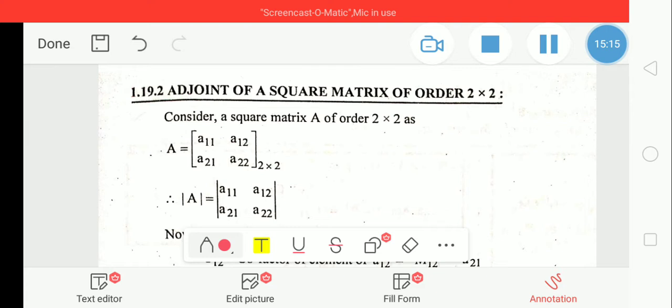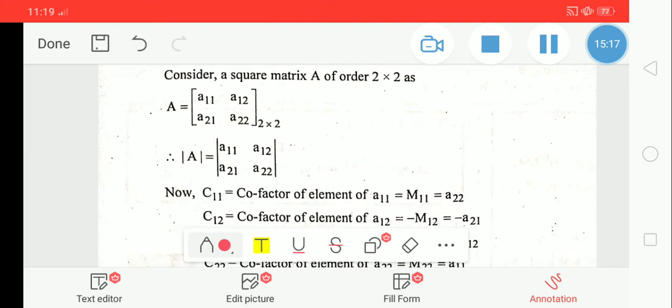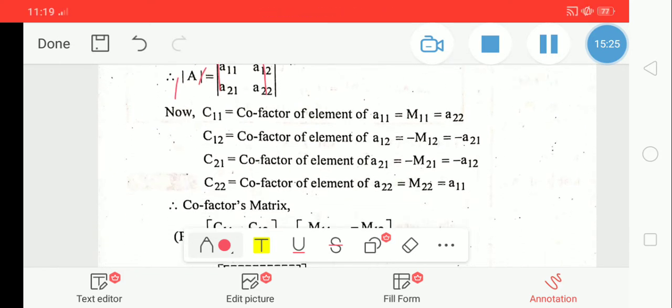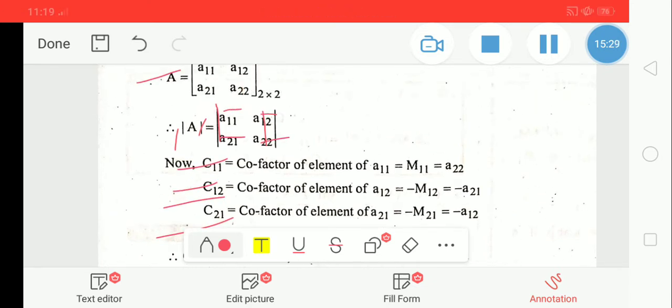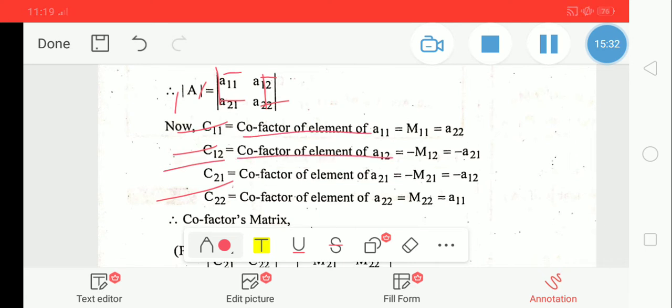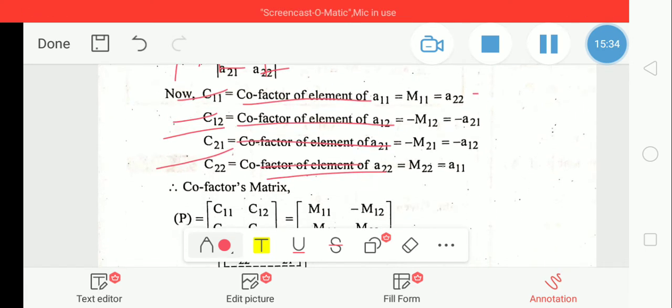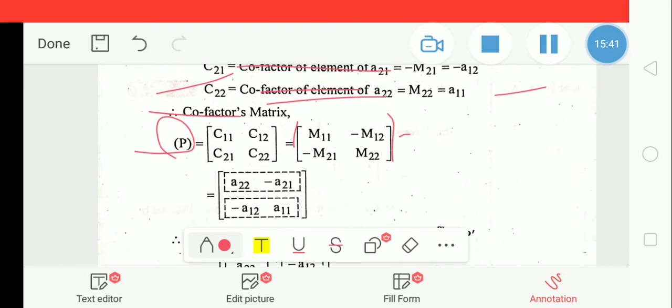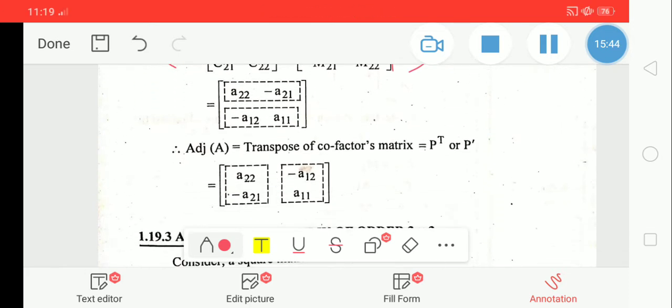Now adjoint of A for a matrix of order 2 cross 2. So in this one, this is the matrix. Then we can write mod of A, means determinant. Then finding the cofactor of each element, means each minor element. So finding the cofactor of each element, they give this cofactor matrix P. We write it here, and we can take its transpose. This transpose means adjoint of A. So this is interchanging row to column and row to column.